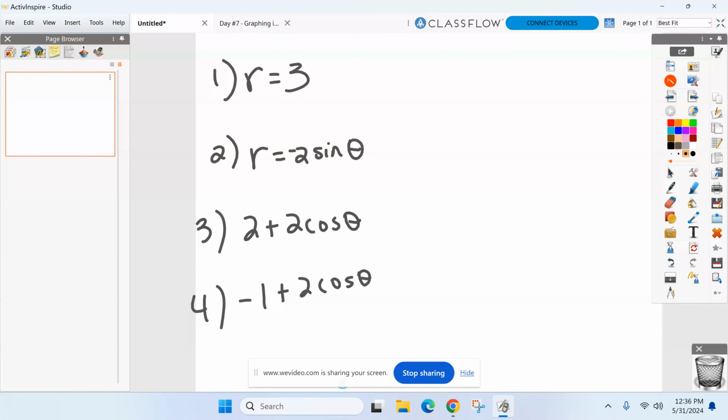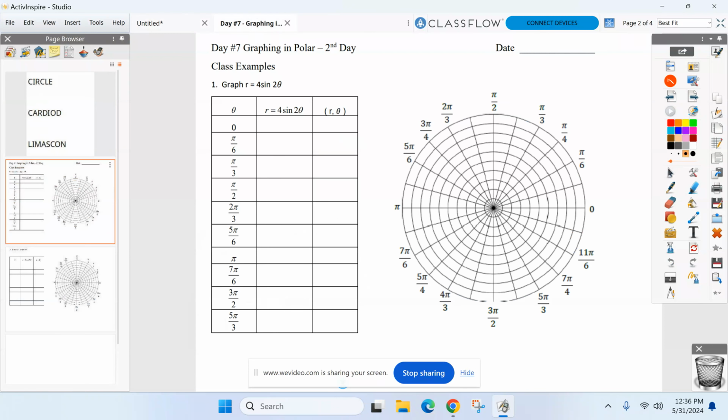Well, kind of, right? But now, and this makes a big difference, you're going to see a number next to the theta. That makes a huge difference, because it is not going to be anything close to a circle. In fact, how I want to start this day off is take a look at what it's going to look like. Graph this for me.